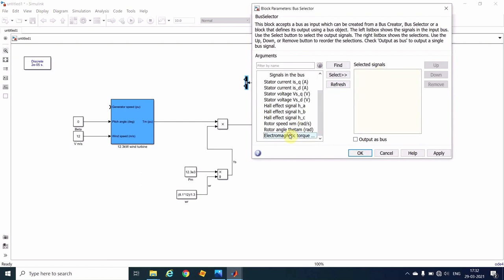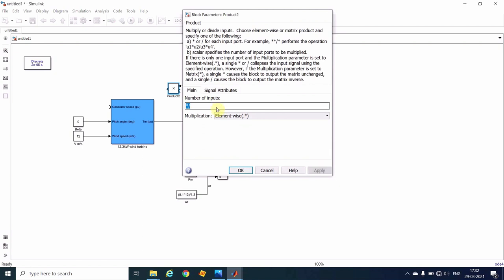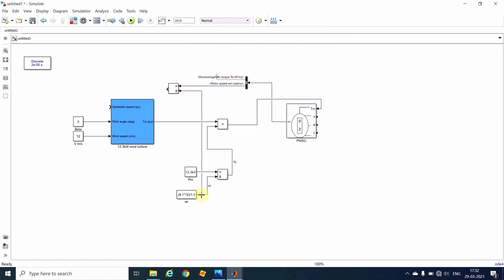So first I want electromagnetic torque and then rotor speed. Okay, so watch here, generator speed is in per unit, but this one is in actual value. So what we have to do is convert it into per unit. How will I do that? Just use this one. So this will be the per unit value. That is why I am using this one, to convert it into per unit.